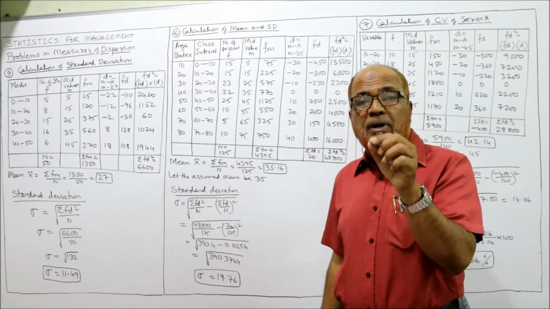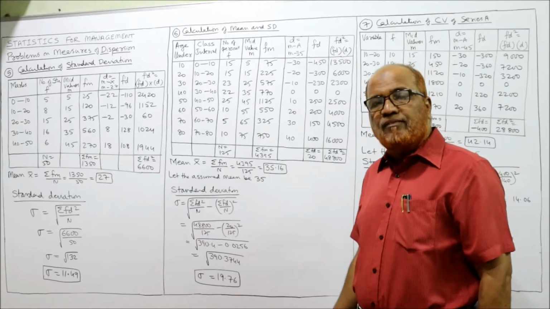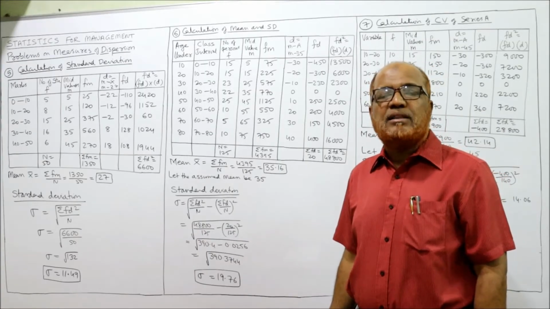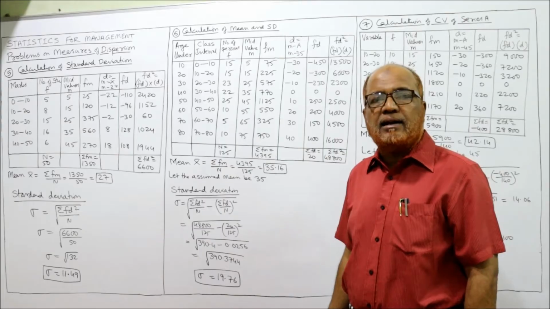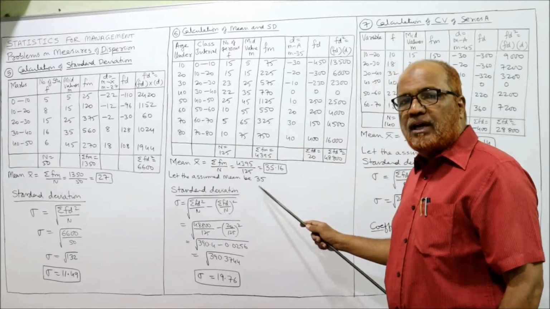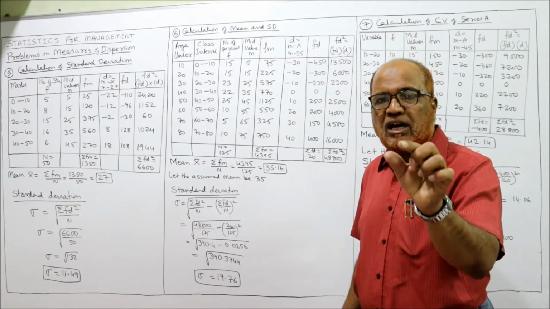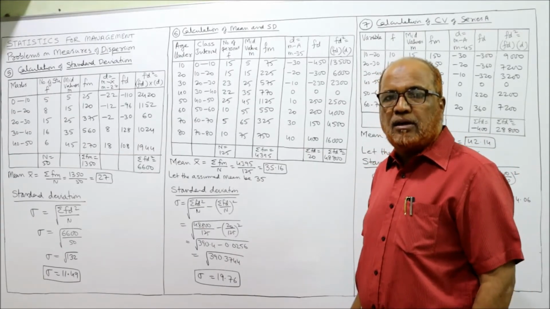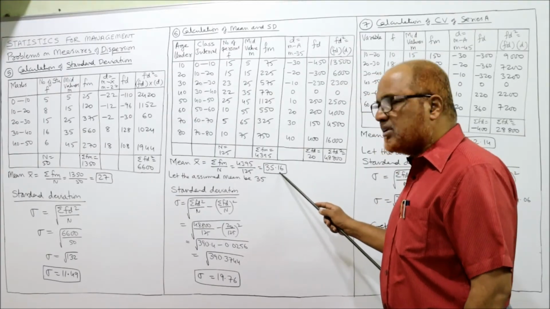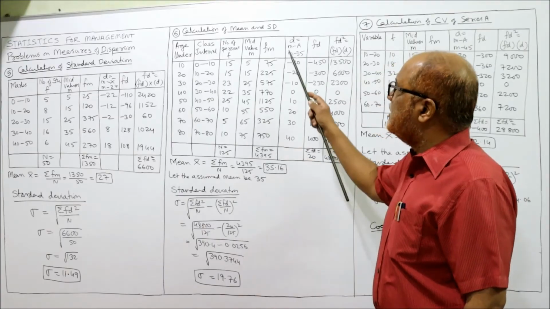So we got the mean value in fraction. That's why I will take the assumed mean. So let the assumed mean be 35. Any value you can take, but the assumed mean should be near to the actual mean. Here actual mean is 35.16. So 35 is very near. So I will take the assumed mean 35.